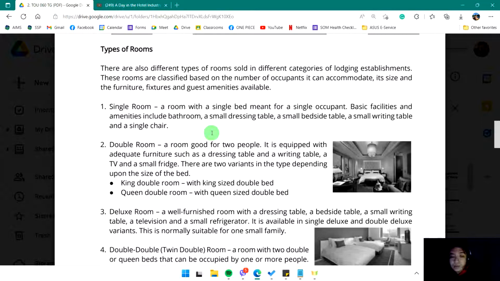Next is we have the double room. Ito yung mas angkop po talaga for two people. Based from the term of the room itself, so double. And compared with the single room, double room amenities are more upgraded, no? They look much better. They look modern, compared with the single room, and it really looks elevated at some levels. Mas maganda talaga tingnan din ang double room.